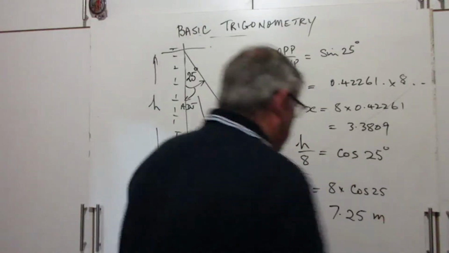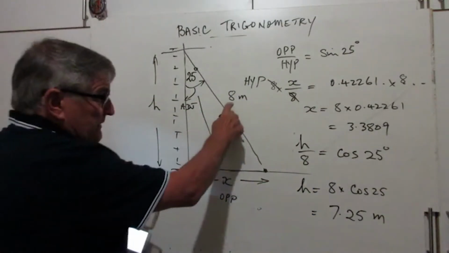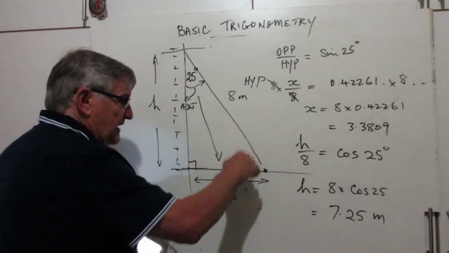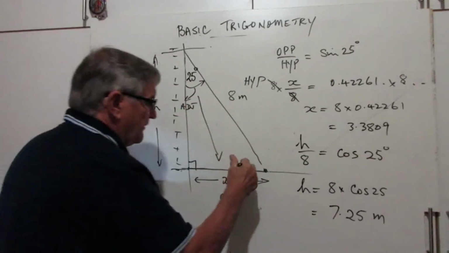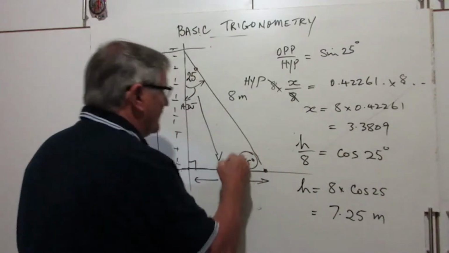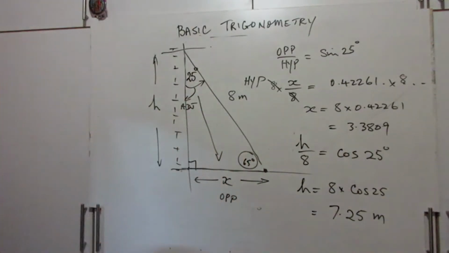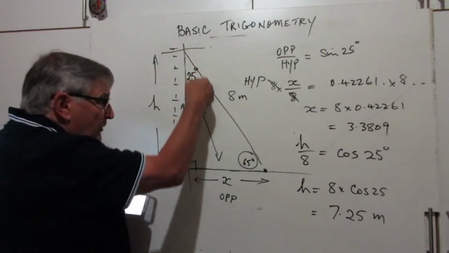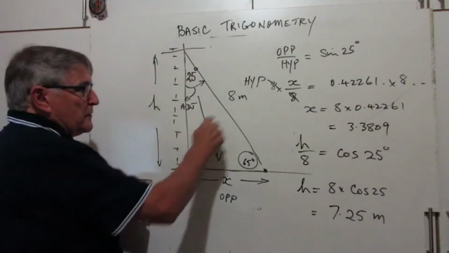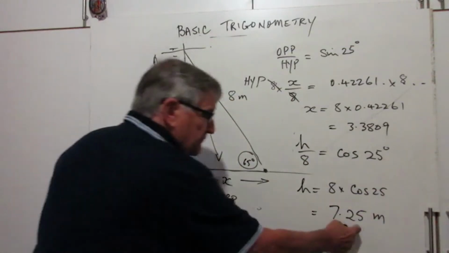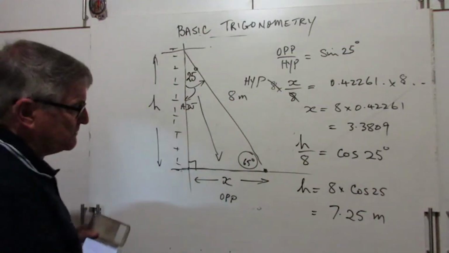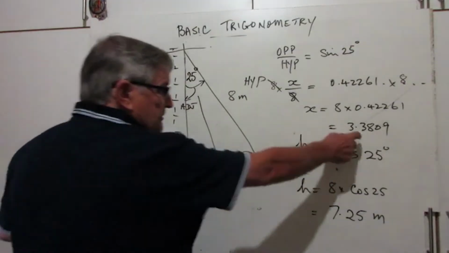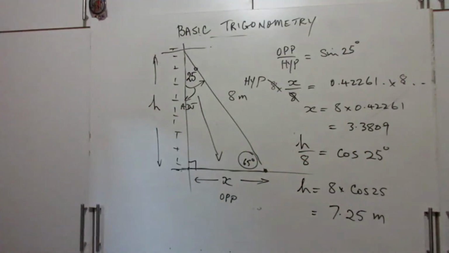7.25 metres. Clearly it's got to be less than 8 metres. This is 65 degrees, although we didn't use that one, we used this one. That's a narrow angle, so you'd expect this height up the wall to be pretty close to 8 metres, 7.25. And you'd expect that distance to be not very large, near 3.4.